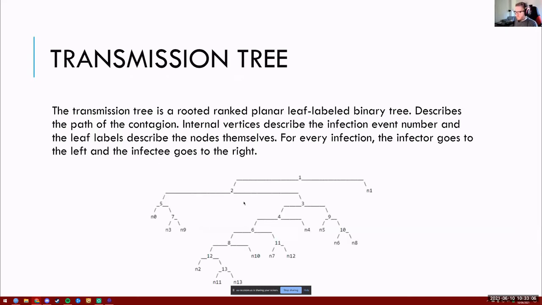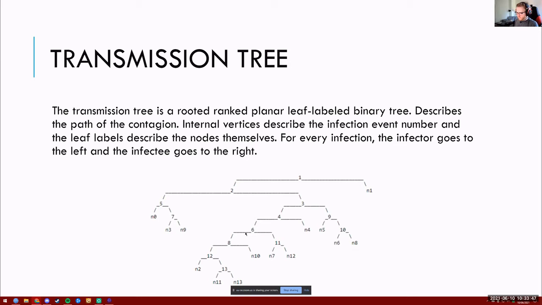Yes, I did. Okay, so we have the second event right here, and we want to find who infected and who got infected as the second event. Then we look at the left subtree and the right subtree of internal vertex labeled 2. To find the infector, we go all the way to the left of the left subtree and find N0. Then we go all the way to the left of the right subtree and find N2. And so the second event was from N0 to N2.